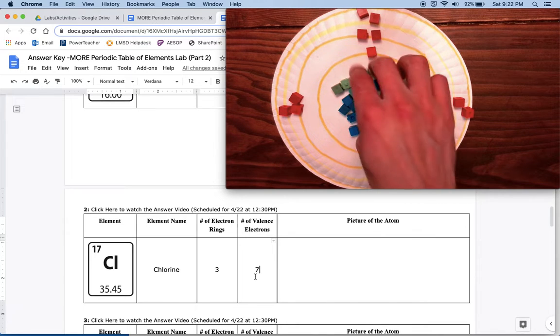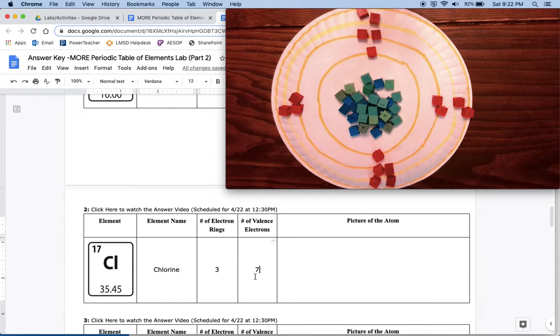All right, and there you go. And that is the proper atom picture for chlorine. There you go.